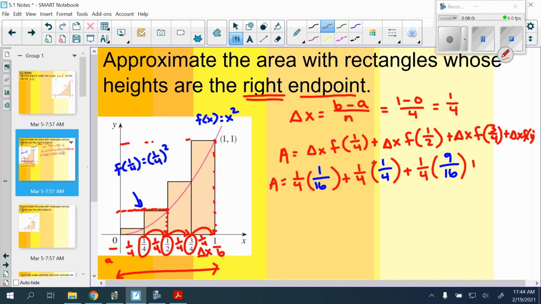And then we've got our last one here. Again, our width is 1/4. Our height, if we square 1, we can see that value is listed right here. The y value is also going to be 1. 1 squared is 1. All right, so now we've got all our heights here.